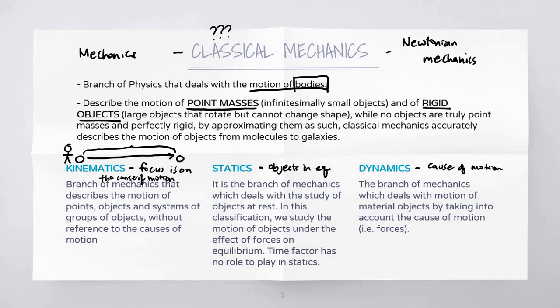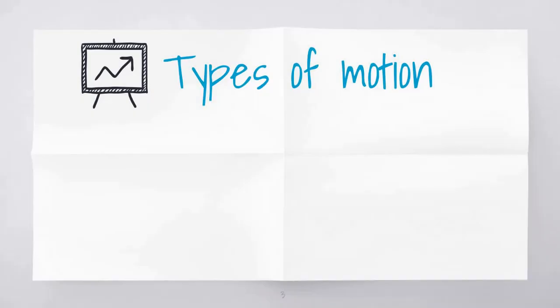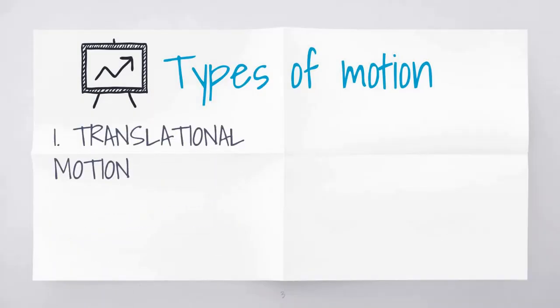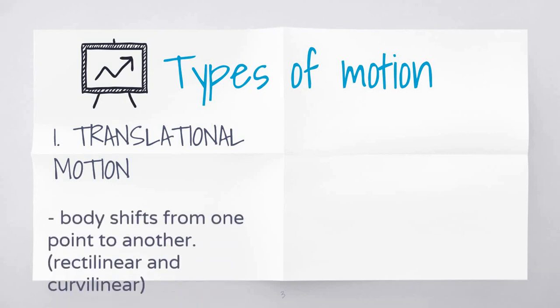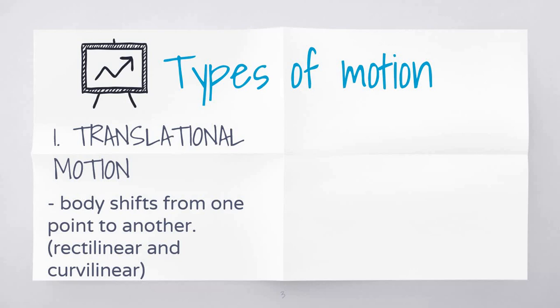So what are the different types of motion? The first one would be translational motion. Translational motion happens when a body shifts from one point to another. There are two subtypes of translational motion. Number one is rectilinear, and the second one is curvilinear.